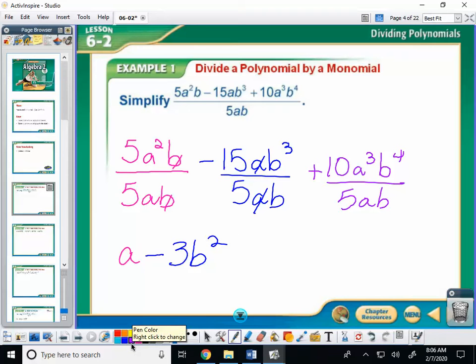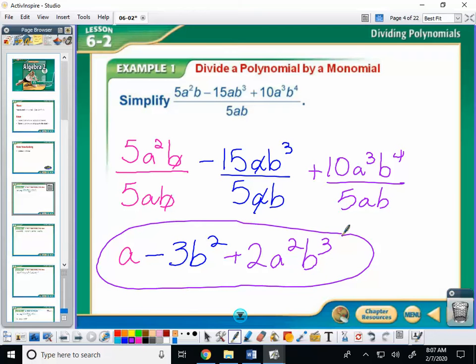In the last term, I have 10 divided by 5, which is 2. And a cubed divided by a, which is a squared. And b to the fourth divided by b is b to the third. None of those are like terms, are they? So we can't go any further. That is simply my answer. It's possible that we could have variables still less than our denominator. It's possible that an entire term might simplify or cancel out.